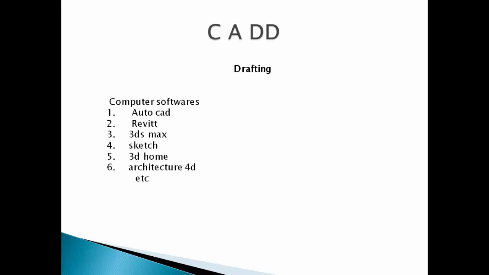Then we have various other software by various other companies. Some of the multinational companies make their own software because of piracy issues or security issues. So there are various software available in the market, and mostly these software are used in civil engineering or any other branches.